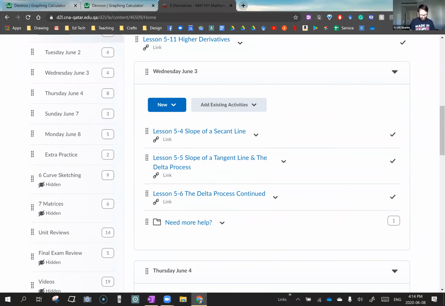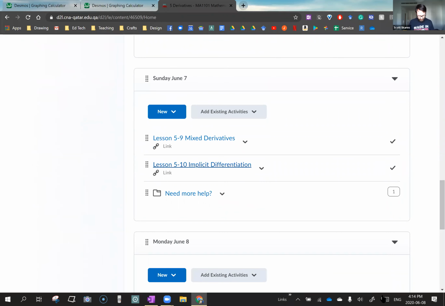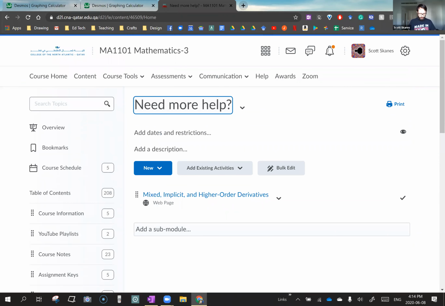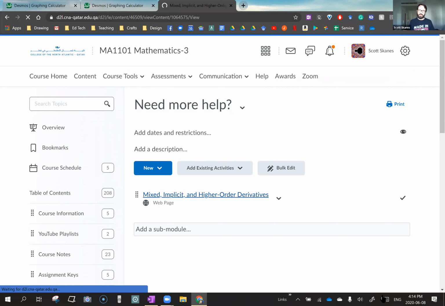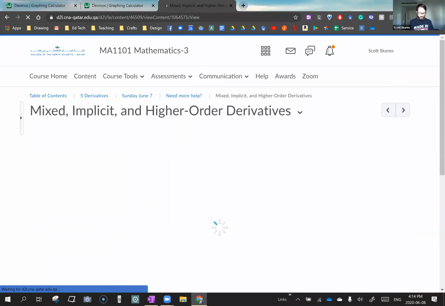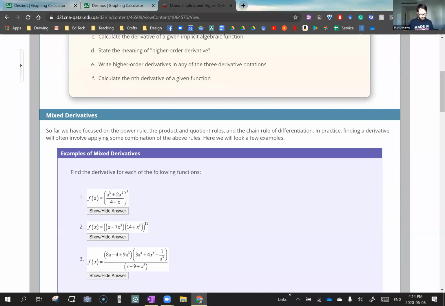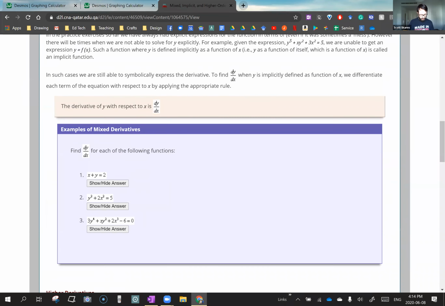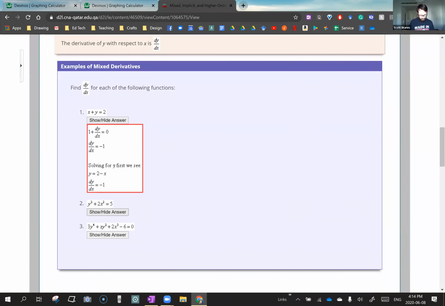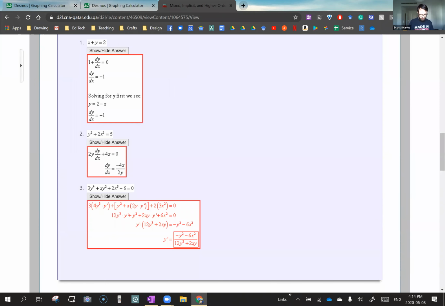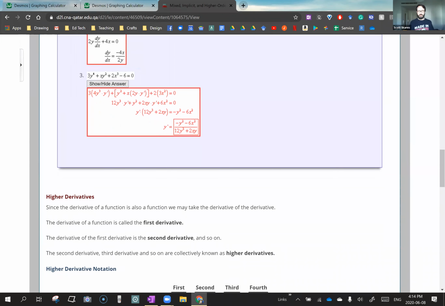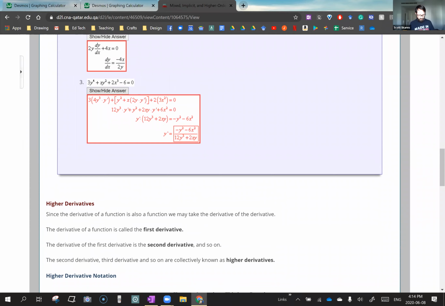On Sunday, we have implicit differentiation. It says need more help. If you want more help, you can go into this and there's the website for it. And even in there, there's extra practice problems with full solutions. Okay, so they have all of this. You just go for the section that you want. It says, what's the answer for this? Oftentimes, they're slightly different questions to what we're doing in class. That's for a good reason.